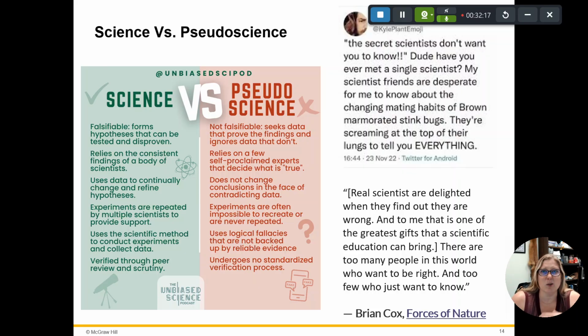Pseudoscience, some of the things like those weight loss drugs, and I'm not saying some of them aren't real, but I remember for a while there were a lot of diet teas, this tea is going to help you lose weight. I went and found information on that tea. It was just a diuretic and a laxative. Yeah, it's going to help you lose weight, but there was data that contradicted the findings and it ignores the data. There are self-proclaimed experts that decide what is true. It doesn't change conclusions in the face of contradicting data. A lot of times they throw out or ignore that data. You can make data say whatever you want.